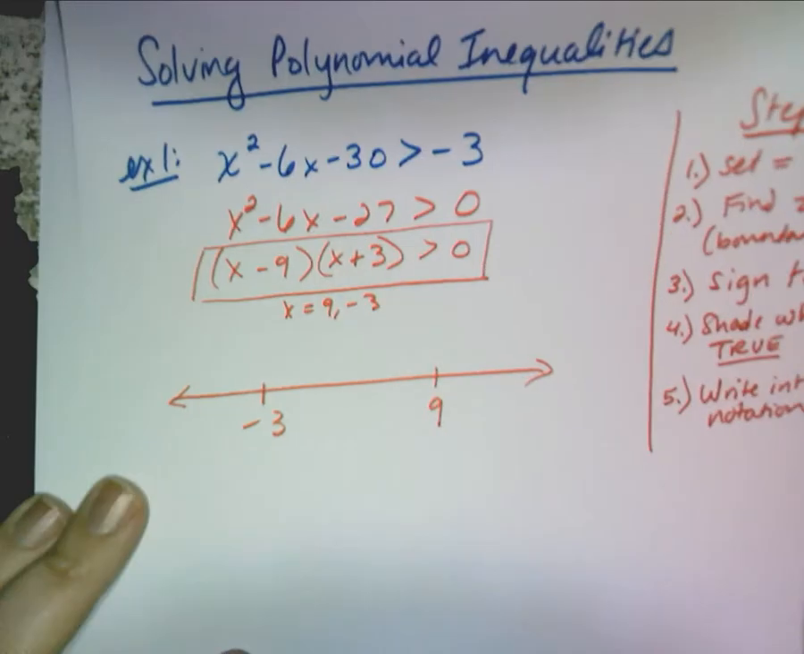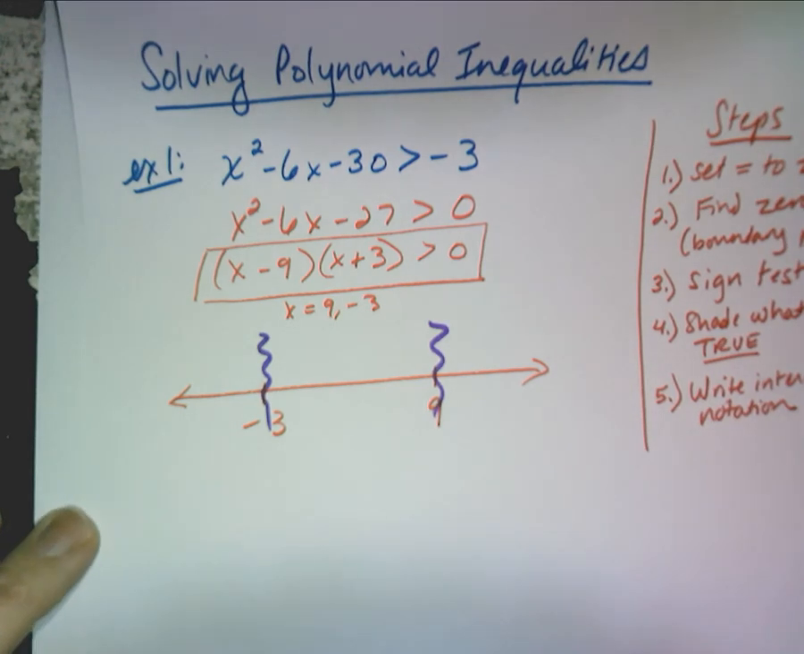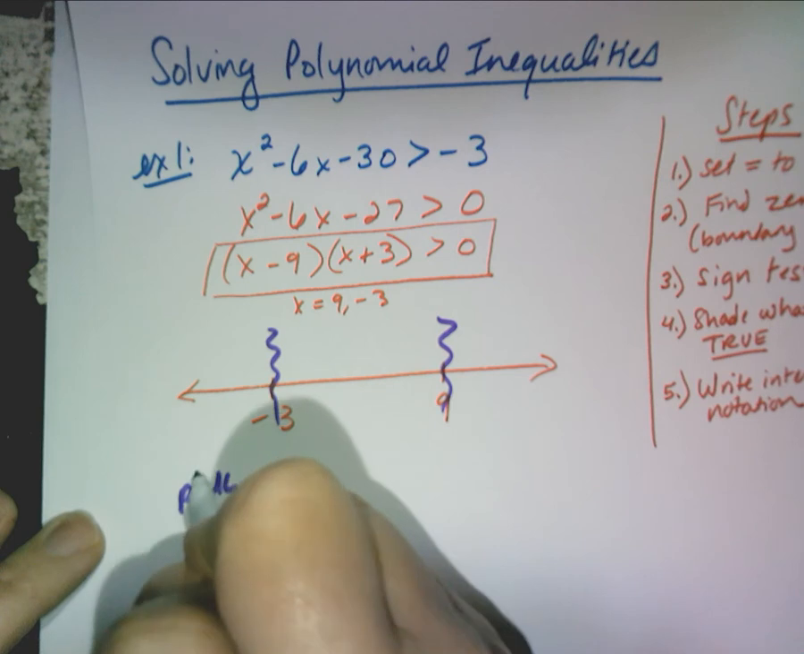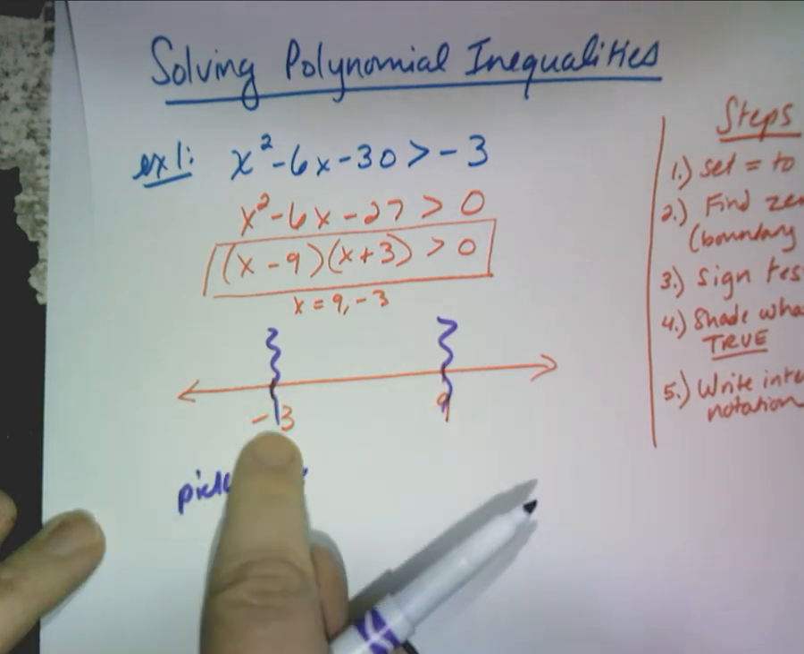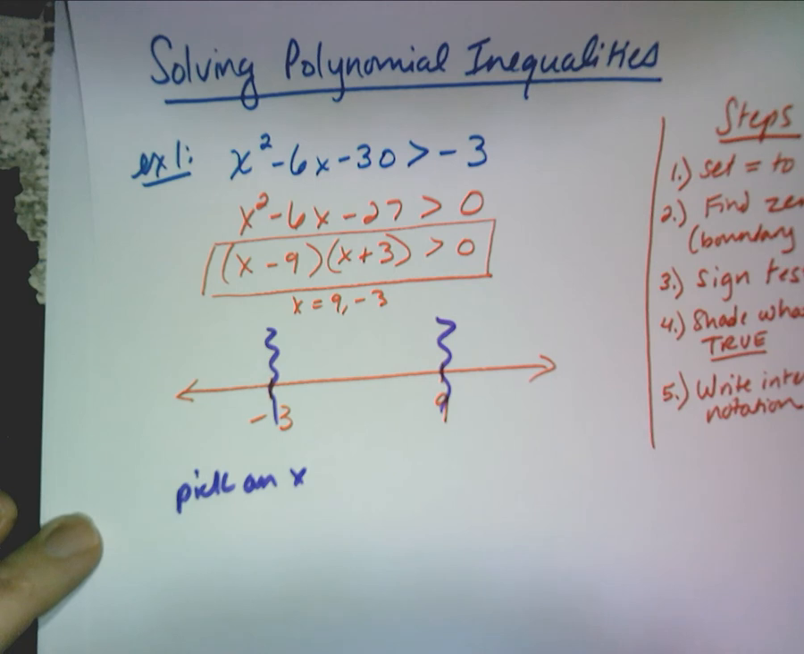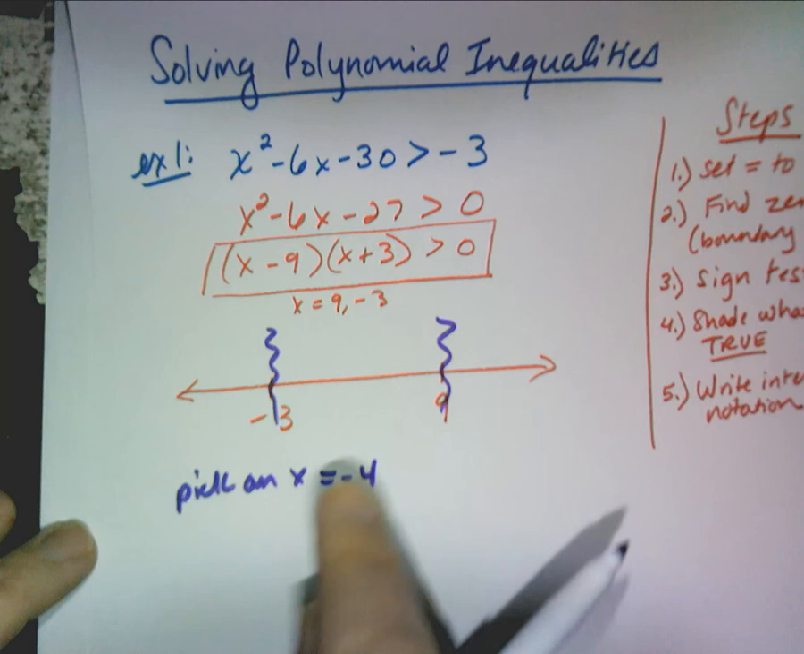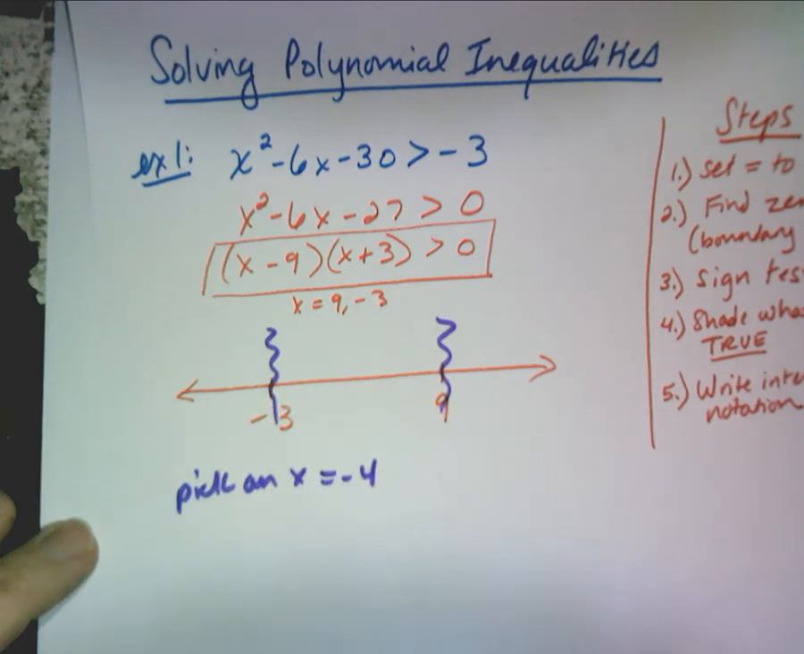So the Sign Test says, I kind of separate it into my zones here. For zone 1, you are going to pick an x that's in this zone right here. Pick a number that comes before negative 3. It doesn't matter what you want. Pick any number, I don't care. Negative 4 sounds good to me. So we're going to pick x to be negative 4. We are also going to pick a number in between negative 3 and 9. Pick an easy number that comes in between negative 3 and 9. 0. Good job, John.